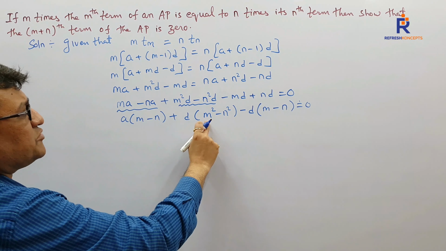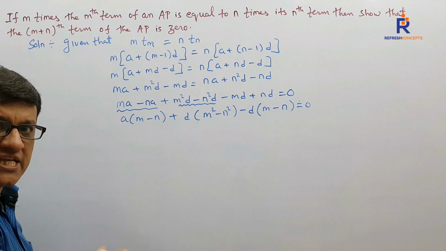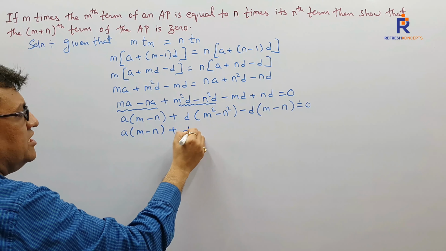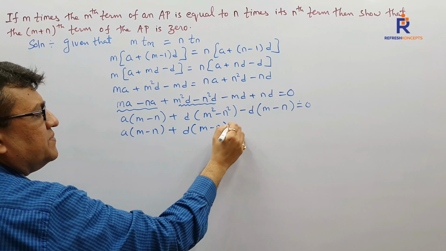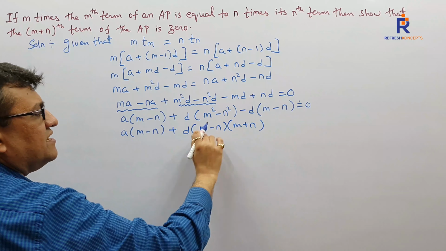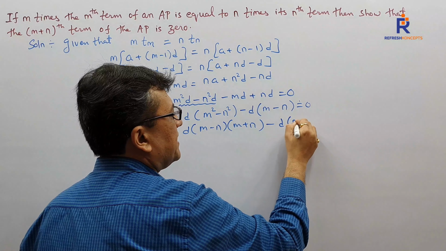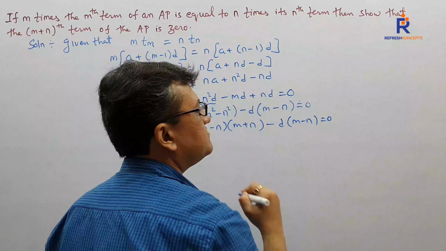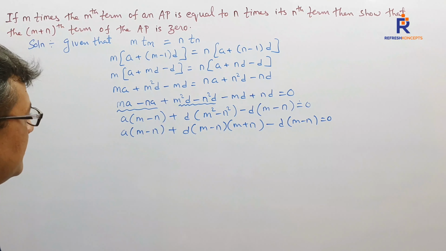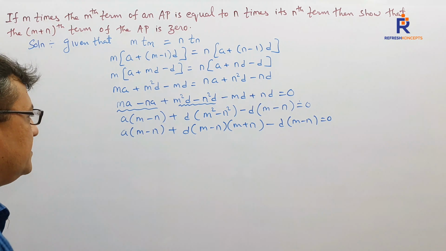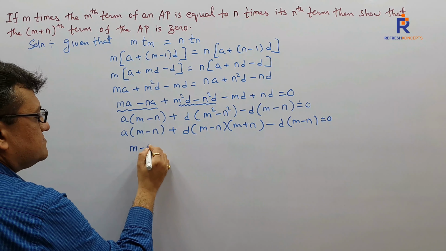Now, sir, this is a square minus b square. So expand it. a into m minus n plus d into a minus b, a plus b, that is m minus n, m plus n, minus d into m minus n equals to 0. Am I right? Everywhere you can see m minus n is common. So m minus n common.